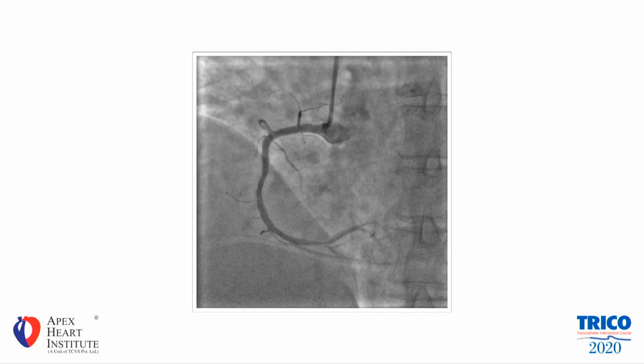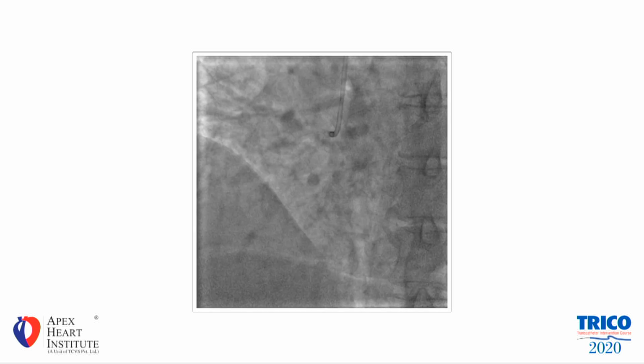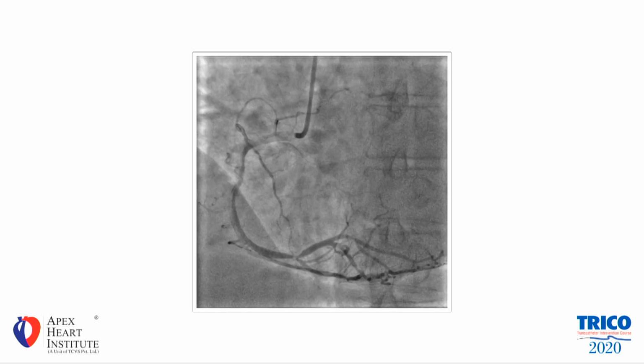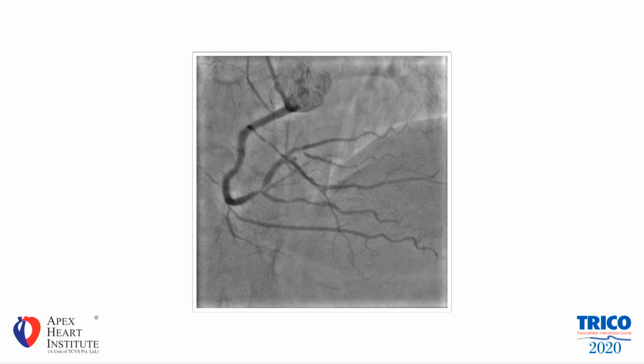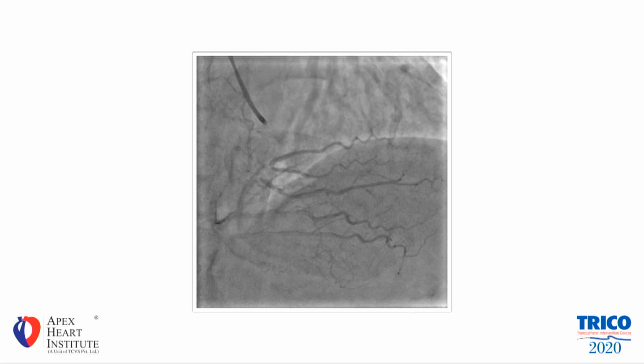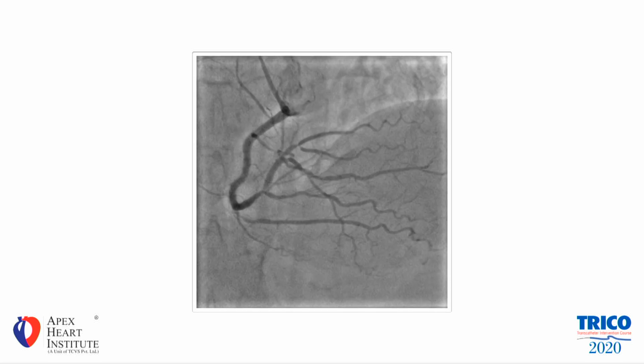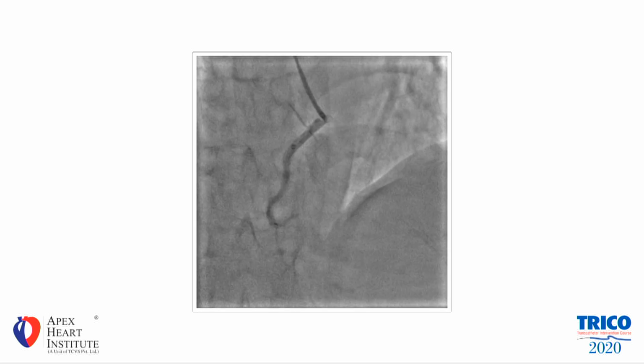Today, the plan, as you can see, there is a distal RCA bifurcation lesion involving the ostia of the PDA and PLV. Bifurcation stenting of the RCA is planned along with OCT guidance. Thank you.